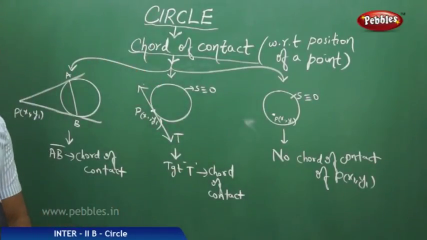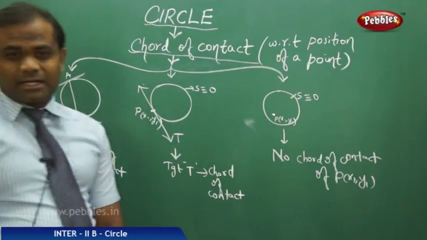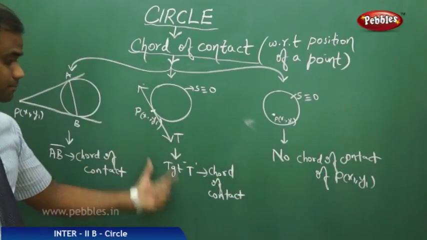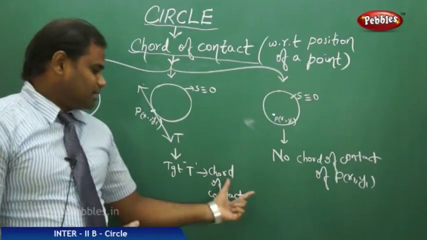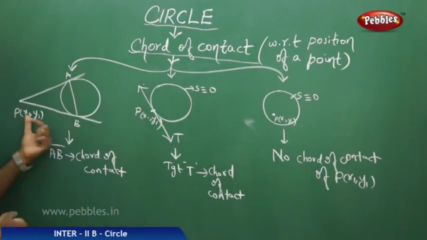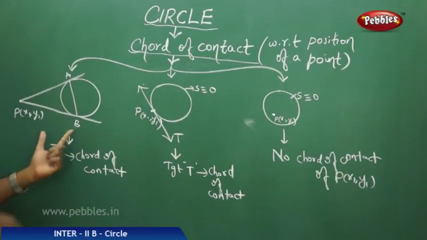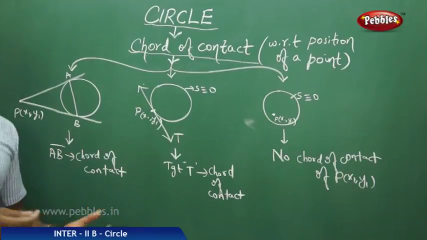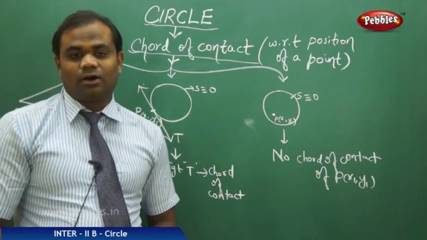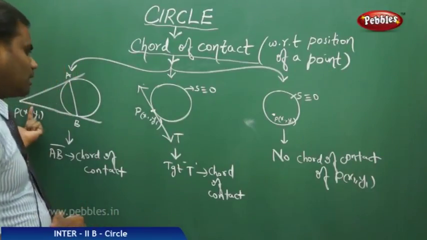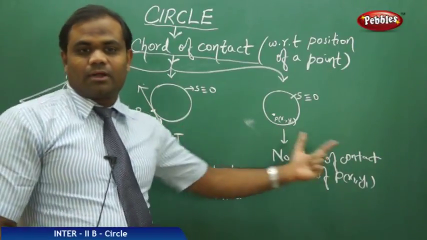Therefore, we get three cases: if P lies inside the circle, there is no chord of contact. If P lies on the circle, the chord of contact is the tangent at that point itself. And if P is outside the circle, the chord AB is the chord of contact of P(x1, y1). This is how we understand the chord of contact for each position of P: outside, on, and inside.